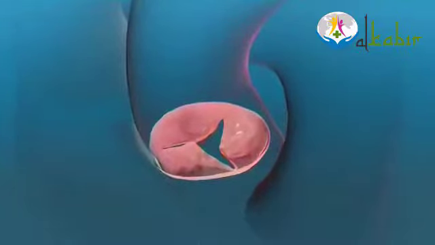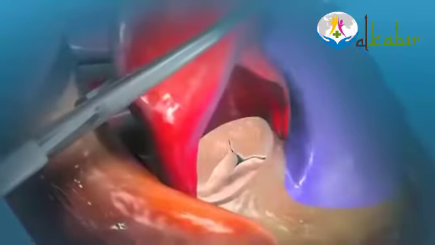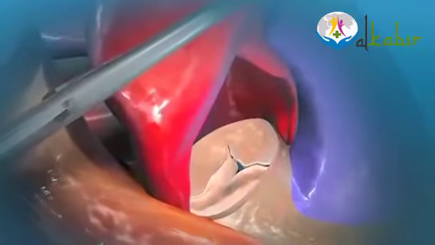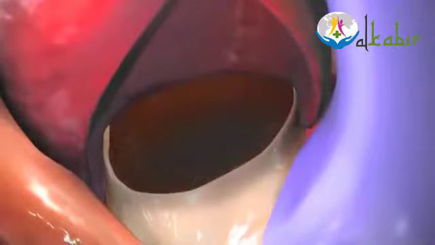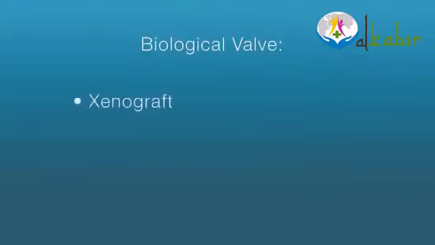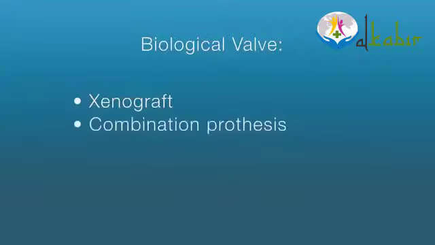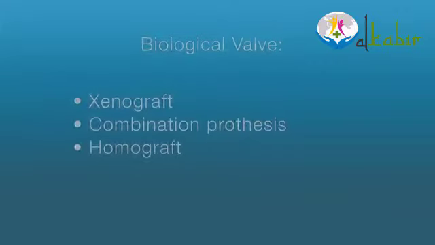Your surgeon will open the aorta to expose the aortic valve, make an incision around the edge of the damaged valve, and remove it. Your surgeon may replace the damaged valve with a mechanical valve or a biological valve. The biological valve may be a xenograft, which is made completely from animal tissue, or a combination prosthesis, which is composed of animal tissue sewn into a synthetic frame, or a homograft, which is a valve donated from a human heart.